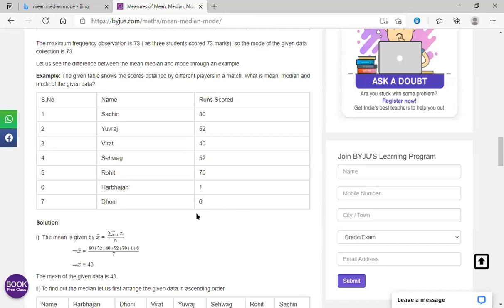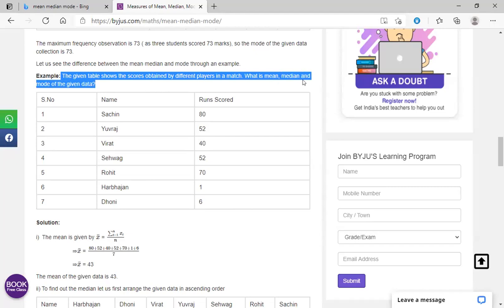Suppose we have a question. The given table shows the scores obtained by different players. Are you able to see the screen? Yep. Okay. So there is an example. The given table shows the scores obtained by different players in a match. What is the mean, median, and mode of the given data?